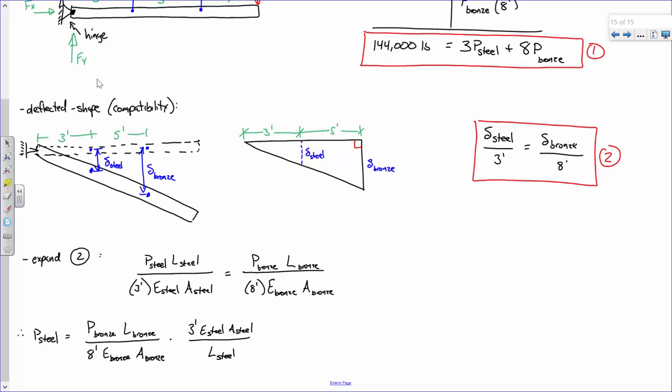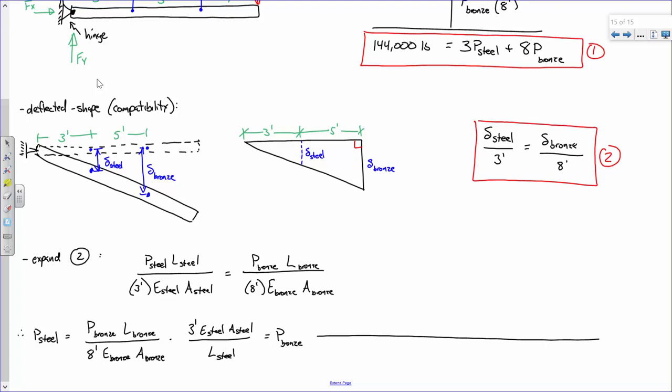Now, I'm going to do something that's a little weird on this problem, and the folks who go nuts about units are going to go, blasphemy, this is all wrong. And I think you're going to see how that might not be the case. Now watch this. This is all one big fraction, right? One big fraction. So let's start plugging and chugging. Now, P bronze, I have no idea what P bronze is. So I'm going to put that off to the side.